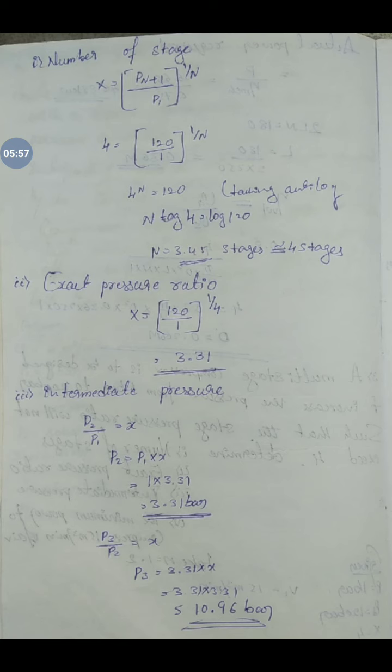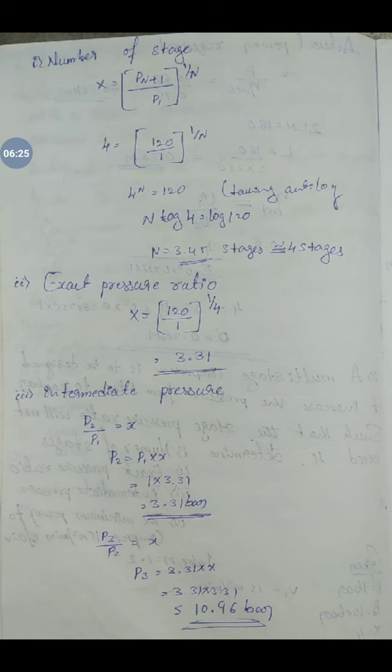Now to determine the exact pressure ratio, we know that x is equal to (delivery pressure by suction pressure) to the power of 1 by capital N. We have already found the number of stages as 4. Substituting this, we get the exact pressure ratio of 3.31. But according to him, the pressure ratio he has given is 4. The exact pressure ratio is 3.31.